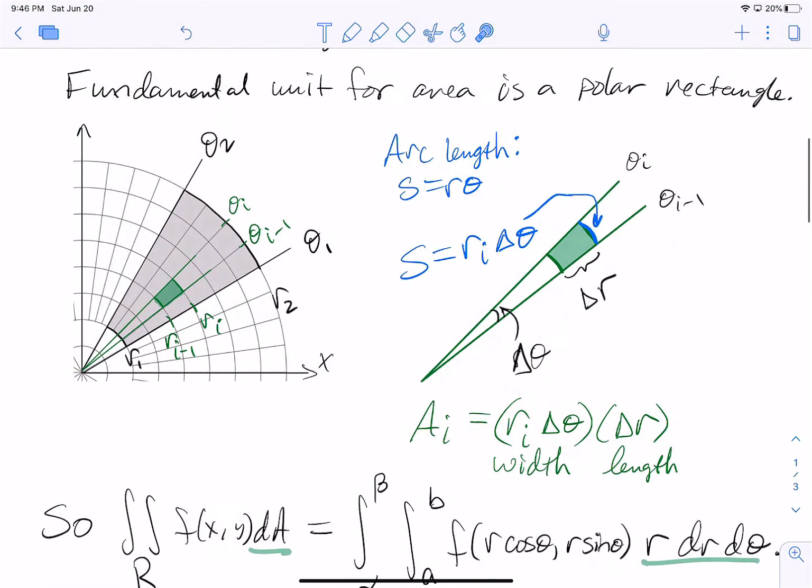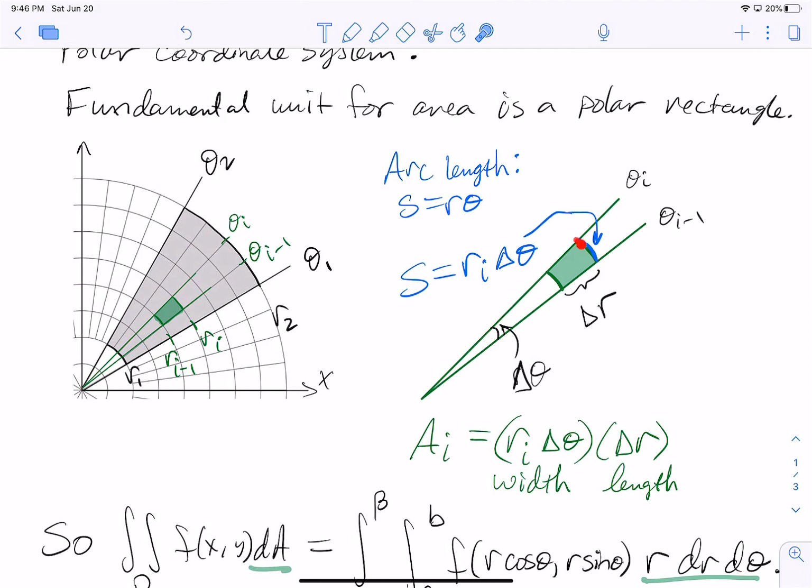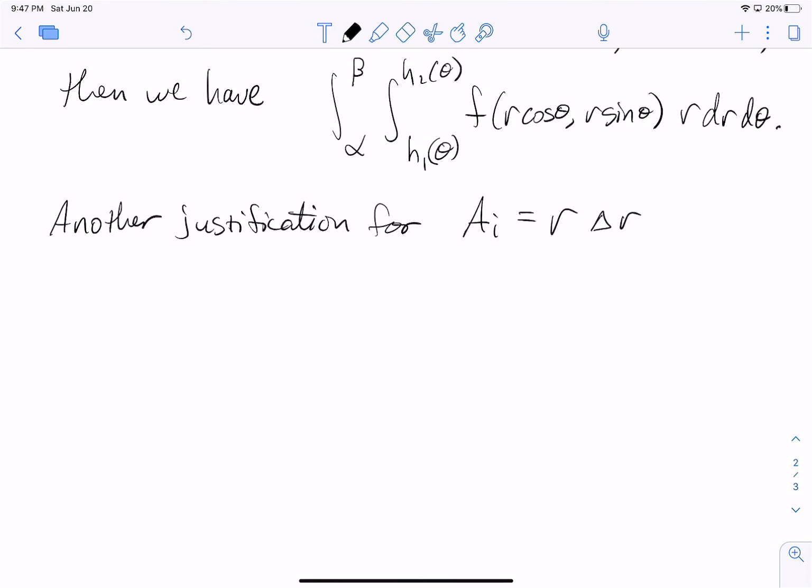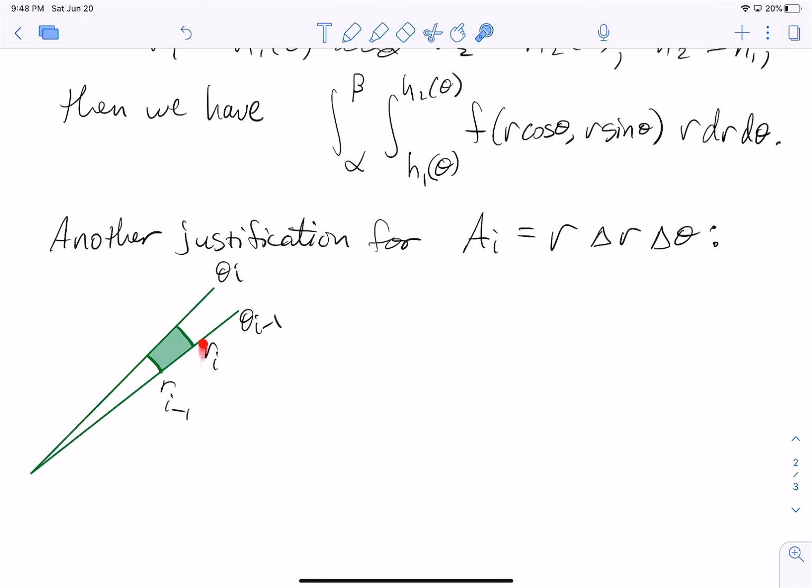Now what we did a moment ago using the arc length and the outer r sub i might have seemed a little bit squirrely. I mean, it's legit. I tell you, it's legit. But for those of you who felt a little squirrely about that, let's look at another justification for A sub i being r delta theta. We have here again our polar rectangle where r goes from r sub i minus 1 to r sub i, and theta goes from theta sub i minus 1 to theta sub i. And we can express A sub i as being the difference of the outer sector minus the inner sector. I'll call that A sub 2 minus A sub 1.